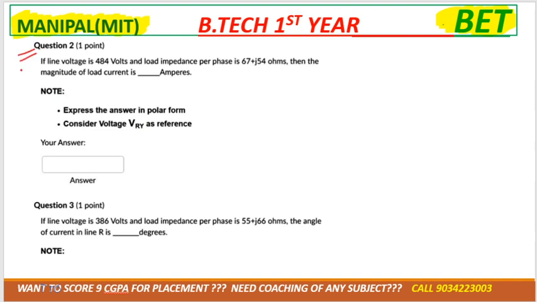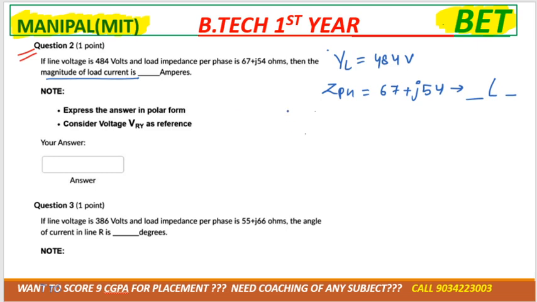Now read question number 2. Now see, in this case the line voltage VL is equal to 444 volt and ZPH is equal to 67 plus j54. So you can convert it into polar form. They are asking the magnitude of the load current, meaning they are asking IPH, that is VPH divided by ZPH. So again VPH is how much? 484 divided by √3, and for ZPH they want only the magnitude.